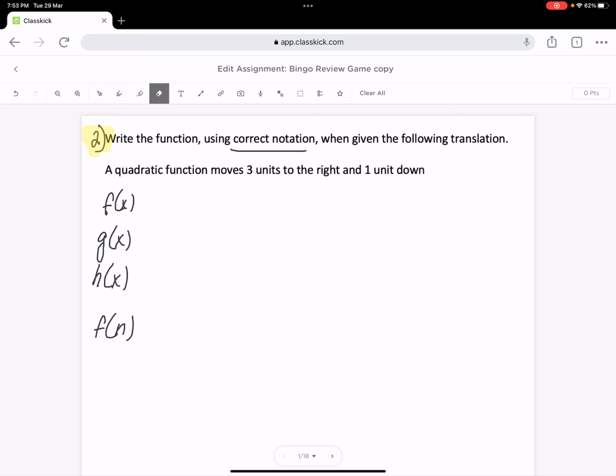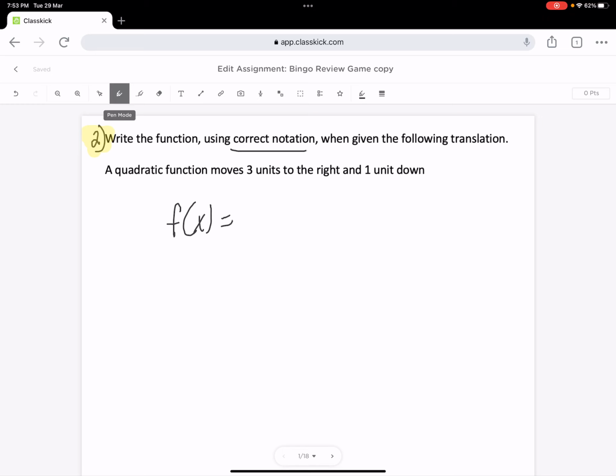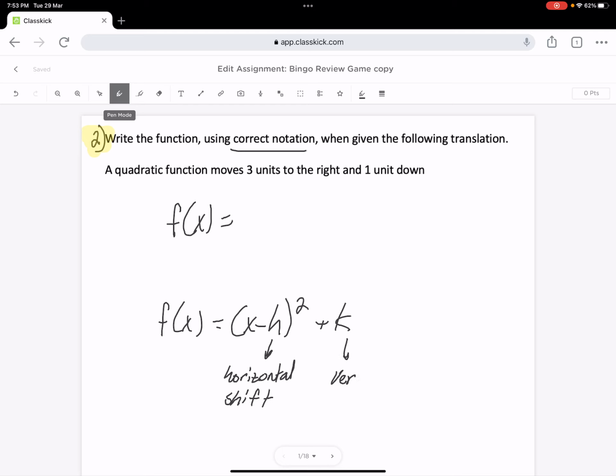All right, so now I'm going to just use f of x. That's just the one that we normally do. So my function is going to start f of x is equal to. So we learned that we have this f of x is equal to (x minus h) squared plus k. And our h represents our horizontal shift. And our k represents our vertical shift.